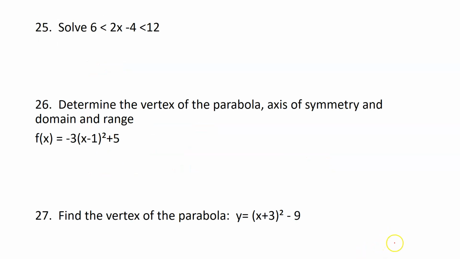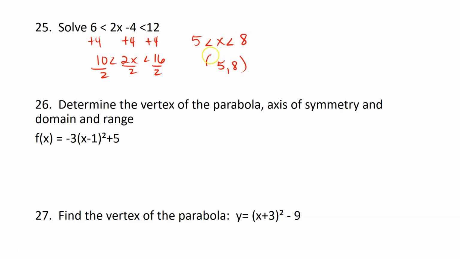Number 25 is a compound inequality. I need to get x alone in the middle. So I would add 4 to both ends. I end up with 2x in the center, divide by 2, and I end up with 5 less than x less than 8. If I put that in interval notation, it would be 5, 8.